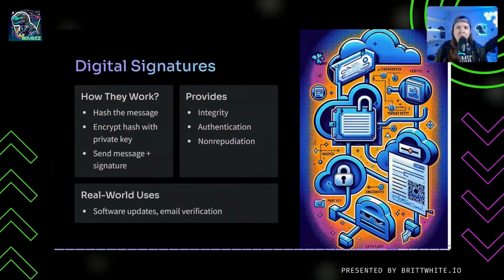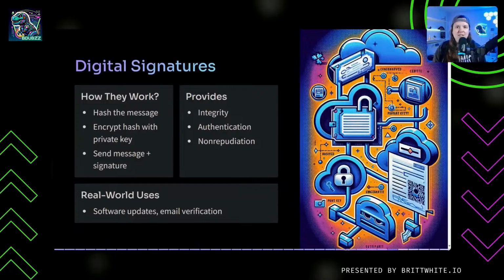Here's how it works. You hash your message, which is your digital fingerprint. Then you encrypt that hash with your private key. Now that's your signature, like a tamper-proof seal with your name on it. You send both to the recipient. They decrypt the signature with your public key and hash the message themselves. If the hashes match, boom, it's from you and it's pristine.